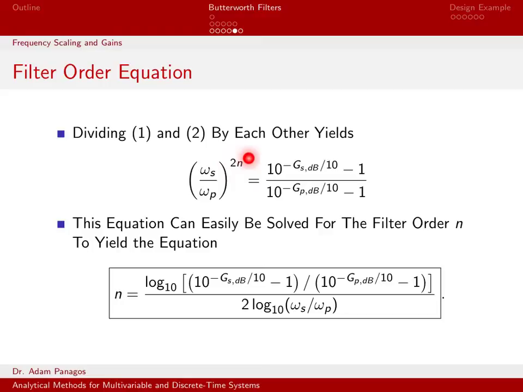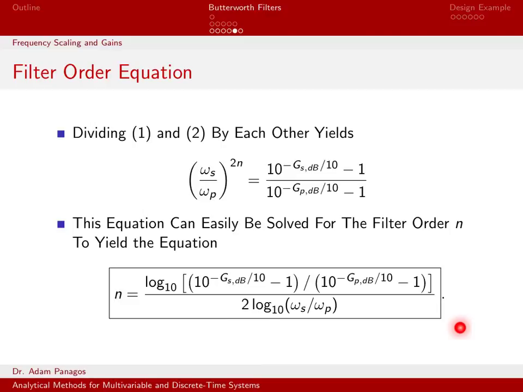I can just take this equation and raise each side of that equation to the 1 over 2n to isolate the n. So if I do that, I can actually get this equation right here. I manipulate this into this form, and now I have this boxed-in equation that tells me exactly which filter order I need to choose based on my stopband gain, my passband gain, my passband frequency, and my stopband frequency. So this is a very useful equation. You tell me your filter specs, I plug them into this equation, and then I can figure out what filter order I need to make the filter that I need. So this is one very useful equation that we'll use in our design example here shortly.